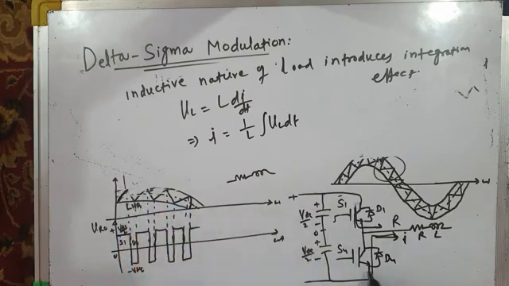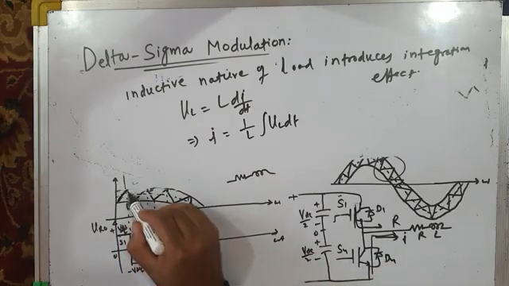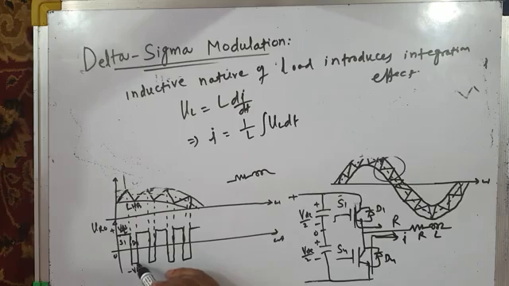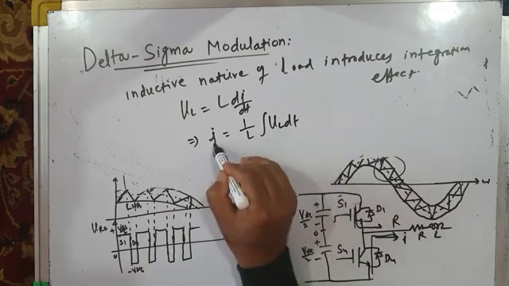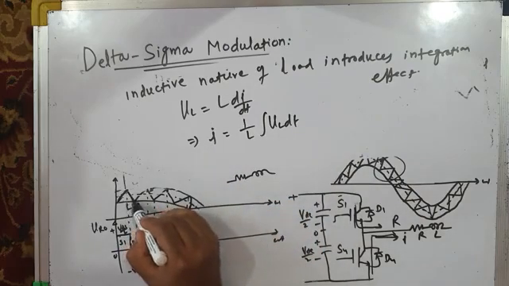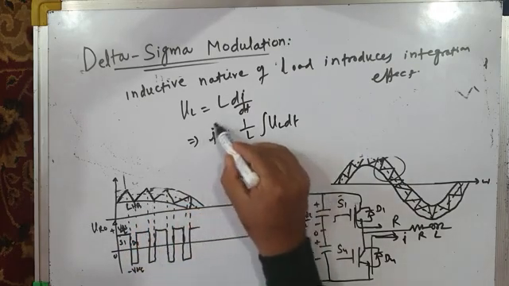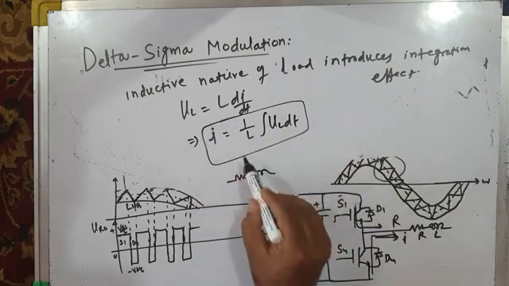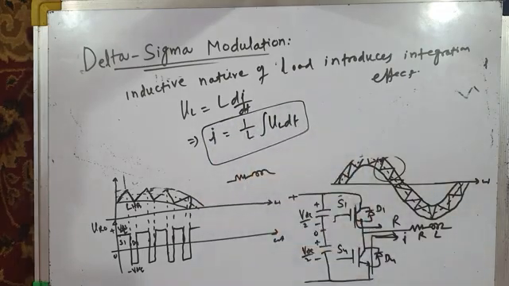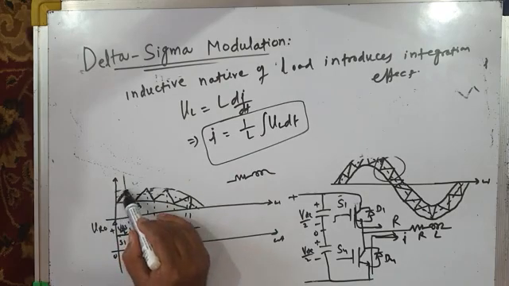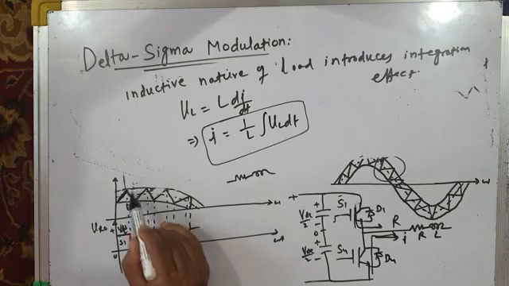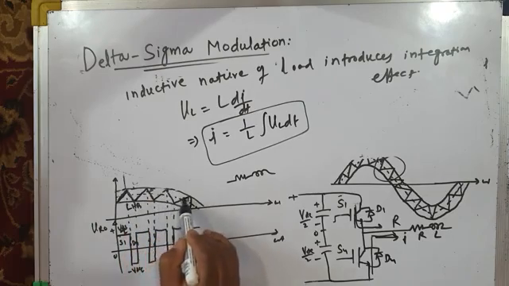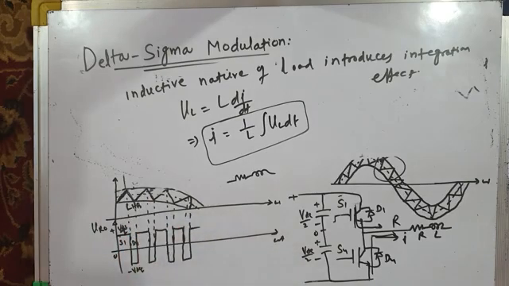And then when bottom switch D4 conducts, current decreases, because negative voltage pulse minus VDC by 2 gets applied across the load, and when that is integrated and divided by L, you will find the current is now decreasing. It is decreasing, then increasing, decreasing. So this inductive nature of the load introduces this integration effect. And it is this integration effect which causes your load current to oscillate between upper hysteresis band and lower hysteresis band, up and down like this. So this is very important.